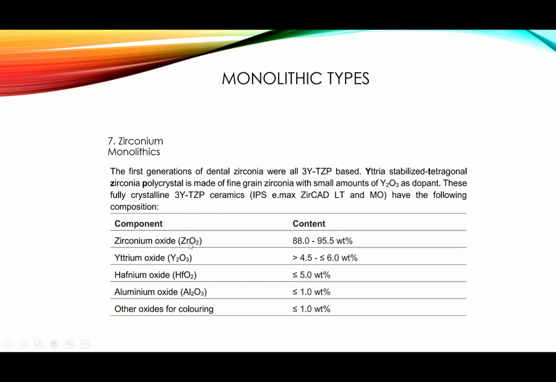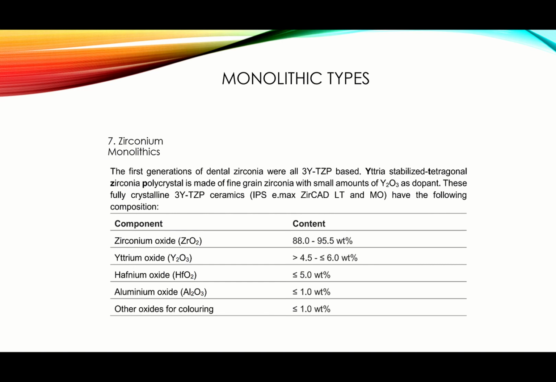Zirconium oxide, the content of zirconia in the zirconium block, is 88 to 95 weight percent. So let's say 91% zirconia. Yttrium oxide, which is the stabilizer, remember we stabilized it with 3 mole percent yttrium, so the weight is about, say, 5%. Hafnium oxide is a kind of impurity.